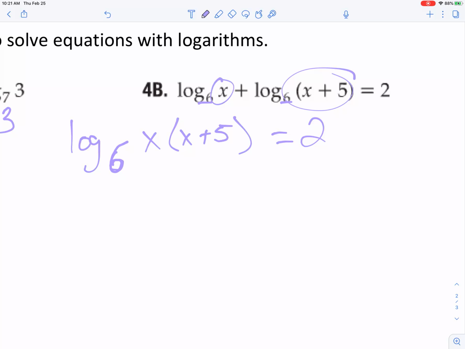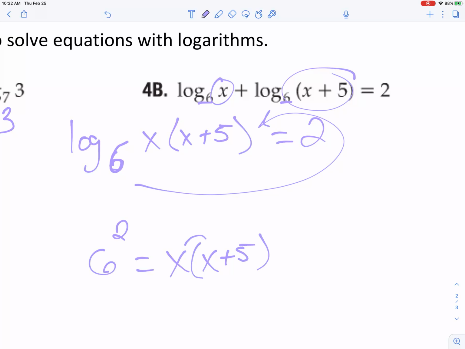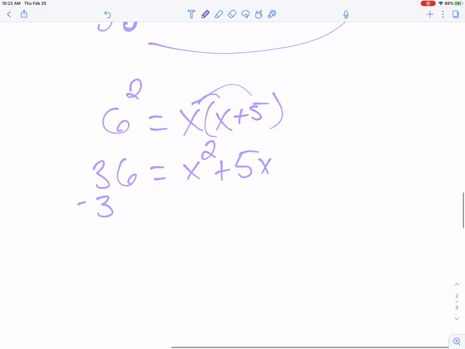Well, remember your circle rule? You might want to write this down because this is the most easily forgotten rule. If you have one log, the way to get rid of it is the circle method. 6 squared equals x parentheses x plus 5. And now from here, I know it's not our favorite, but I'm going to have a quadratic that I can solve.